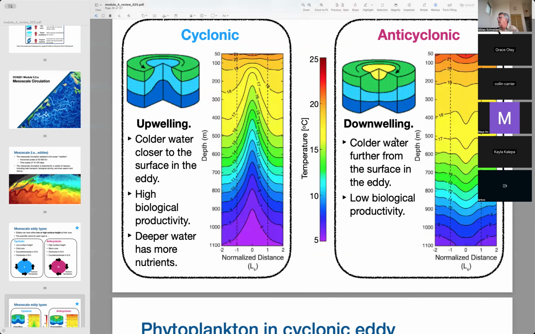Okay, anticyclonic eddies in the northern hemisphere have clockwise circulation. Now here you see that the thermocline is depressed, it's lower. As a result of this, the colder waters are further away from the surface, and also the nutrient-rich waters are further away from the surface. So they are associated with lower biological productivity and typically maybe a little bit warmer sea surface temperatures.